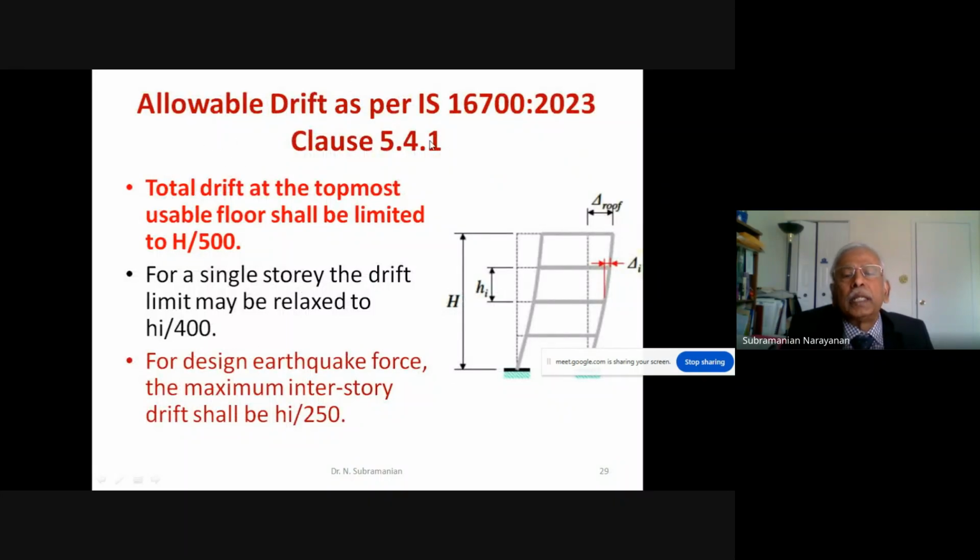This is very important actually in earthquake resistant structures. Many people don't follow this, but total drift is very important. It is as per IS 16700. Total drift at the topmost usable floor should be limited to h by 500, and in single story, the drift may be relaxed to height of the story by 400. For design earthquake force, the maximum interstory drift shall be height of the floor by 250.